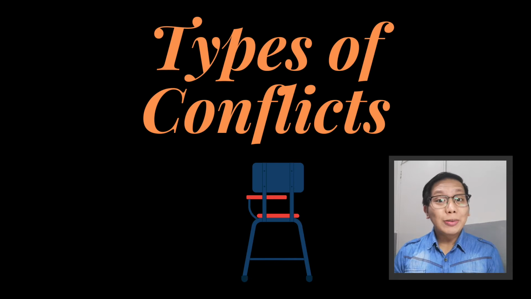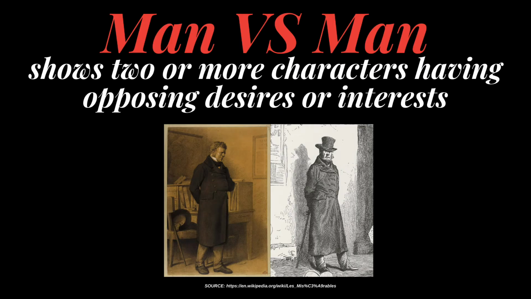There are different types of conflicts a fictional story may include, and they are the following. The first one is called man versus man. It shows two or more characters having opposing desires or interests. This is the conflict between Jean Valjean and Inspector Javert in Victor Hugo's Les Miserables, who clashed due to their conflicting opinions on justice and mercy.